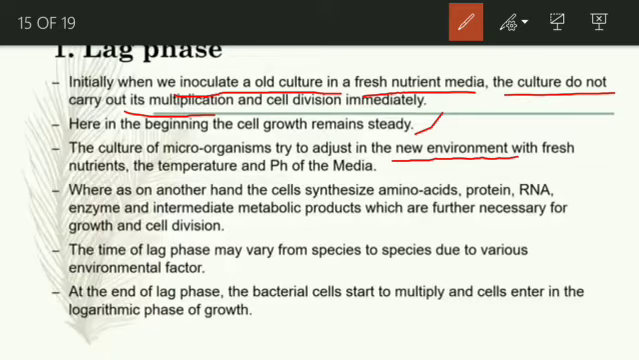So far, the bacterial cells are in the old culture. They are accustomed to the physical and biochemical environment in the old culture. But what you have done is introduce them into a new fresh medium. The fresh medium has different biochemical and physical environments. So it is now facing a new environment, with new fresh nutrients, temperature, and pH of the media. So that is what it is trying to adjust. The new bacteria is trying to adjust, isn't it?